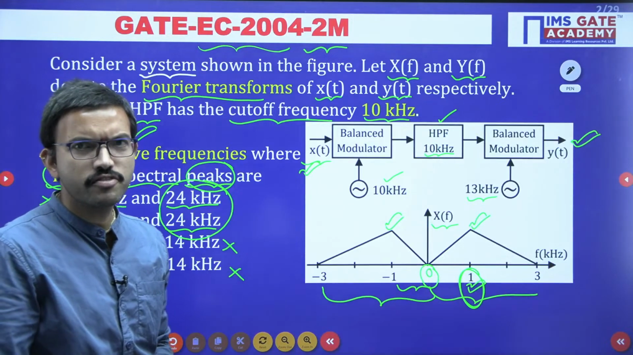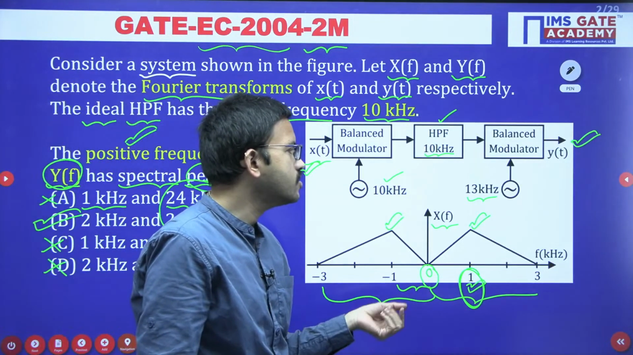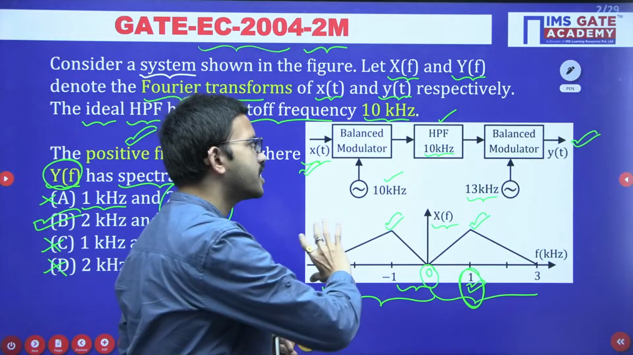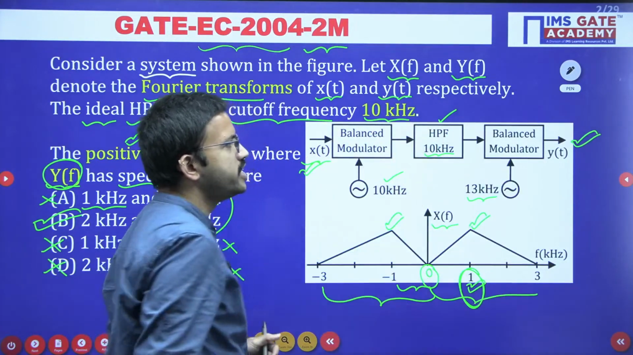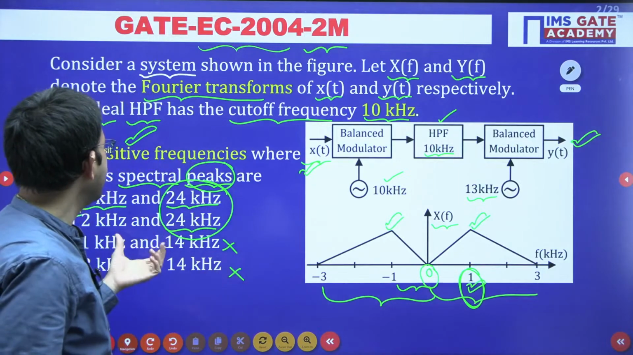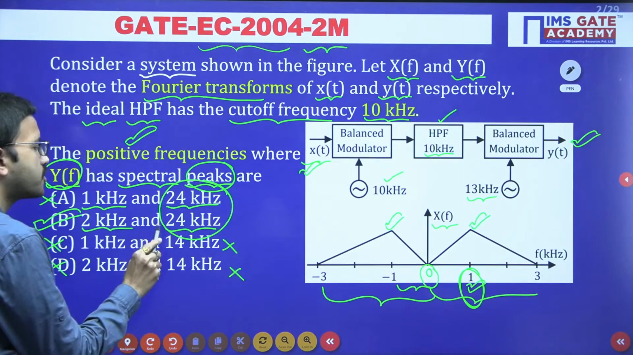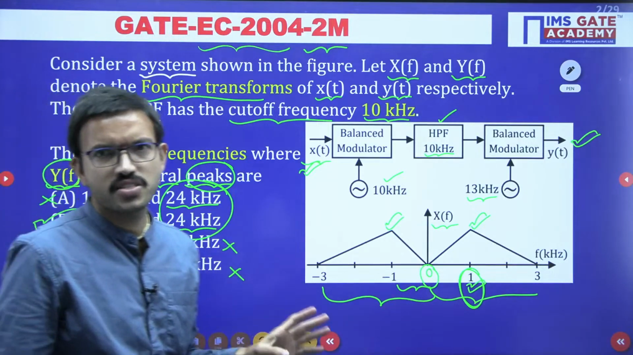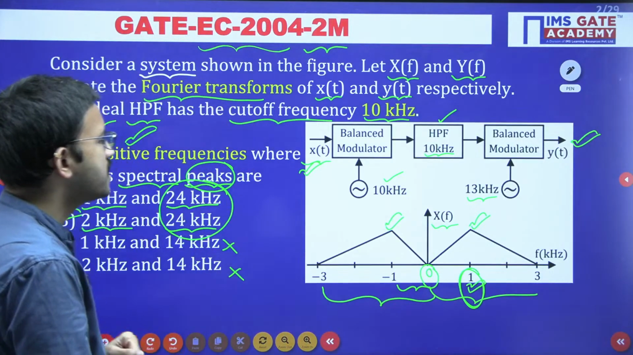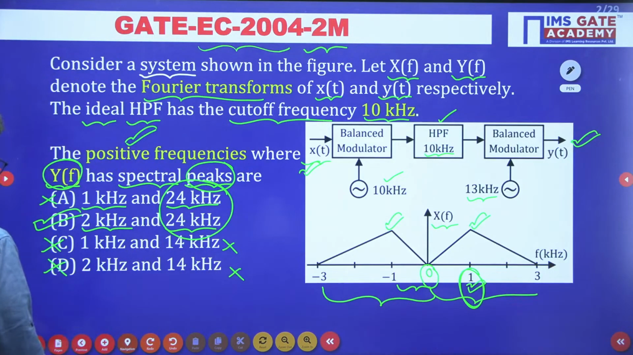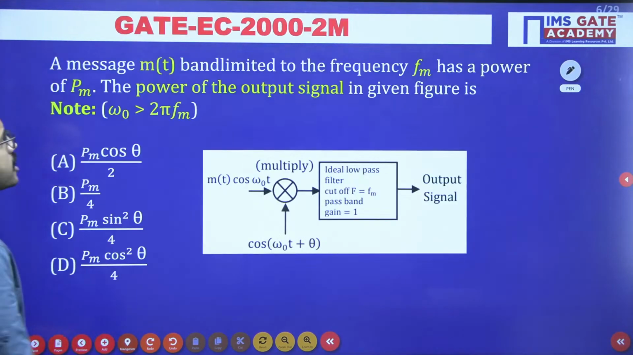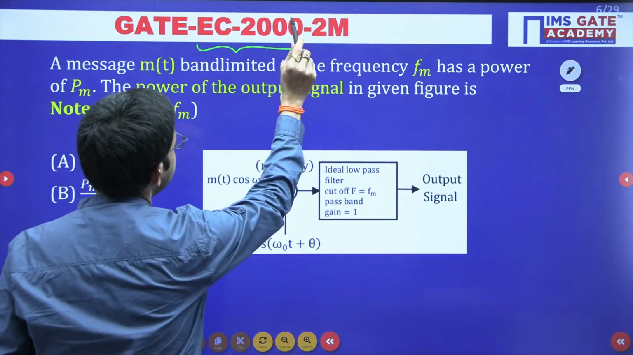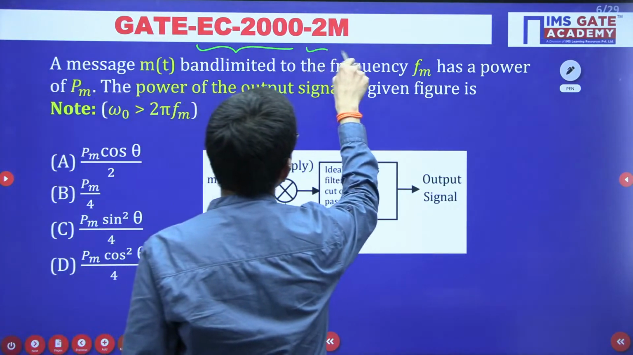I hope it is clear for everyone. If you are having any doubt, later in your free time, try to draw the spectrum for each and every output stage. From there, definitely you can choose option B without any silly mistake. I hope it is clear for everyone. So all of you give a try. The next question, which is asked in GATE EC in the year 2000 for 2 marks.